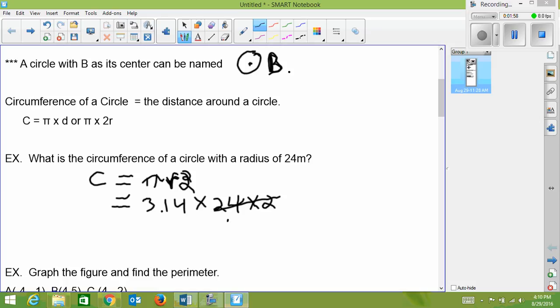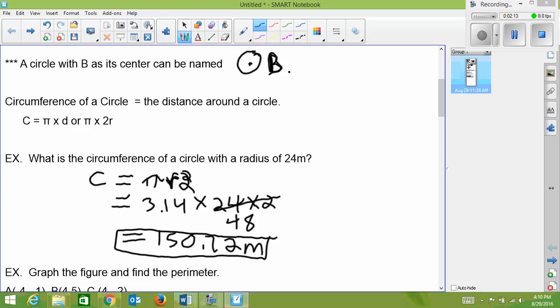So 24 times 2 is very simply 48. So 48 times 3.14 is 150.72 meters. And it's just plain meters. We do not put the squared on the end for the label. That's only for area and surface area that you do that.